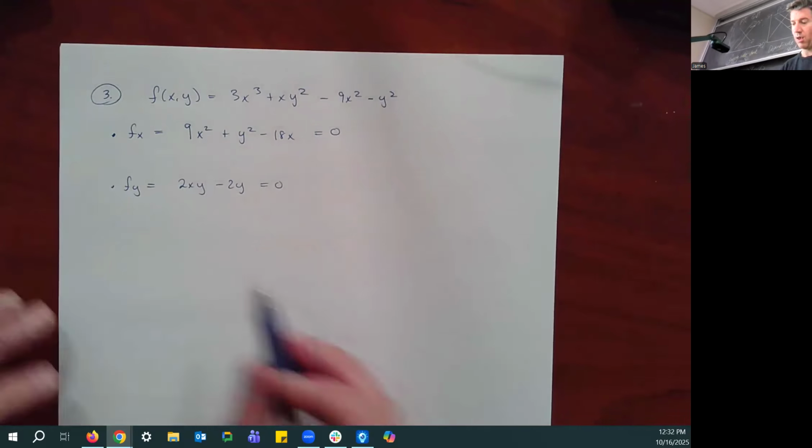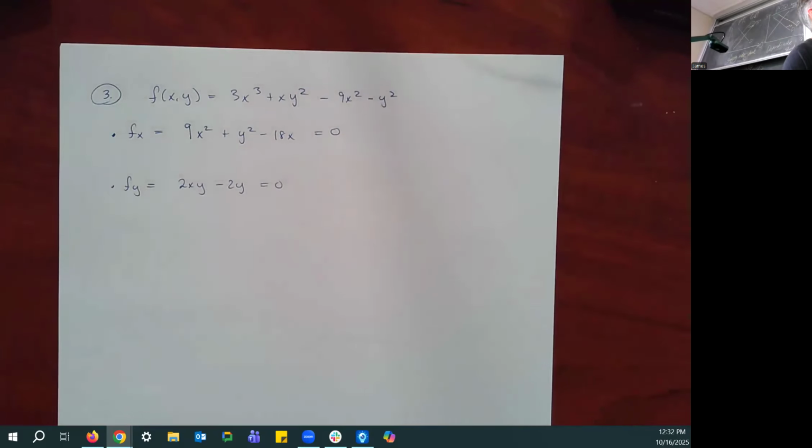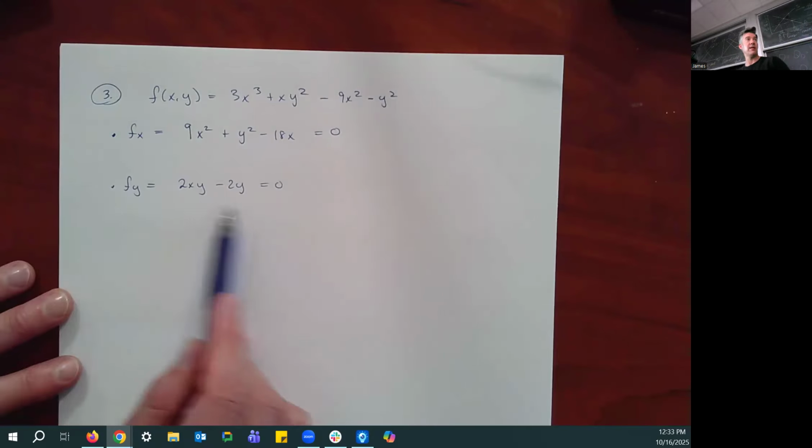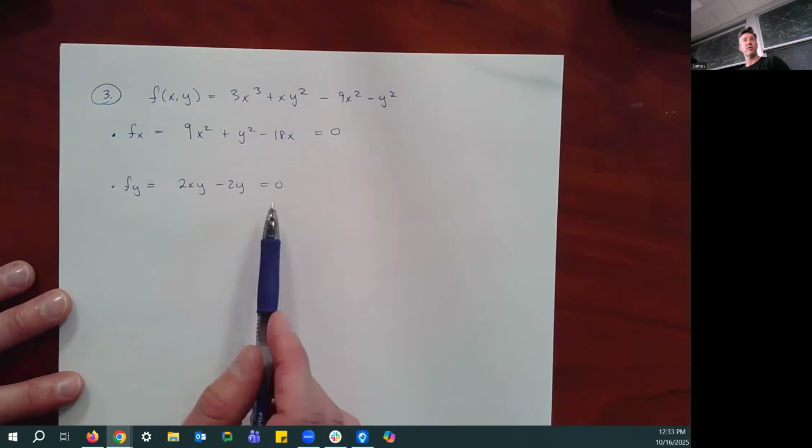So here's what I would say in general. When you have two partial derivatives and you're trying to find the critical points by setting them equal to zero, you want to try to deal with the easier looking equation first. And in my mind, that's the second one, because I can factor out a 2y from the left side of this equation. So I'm going to deal with this part first.